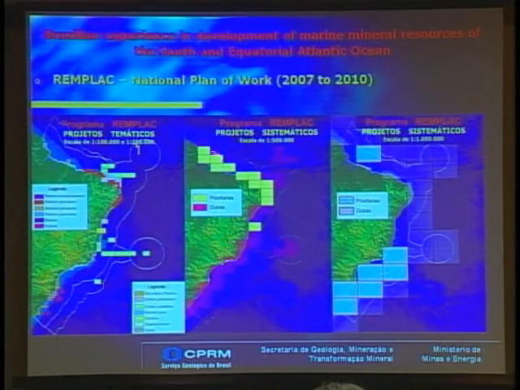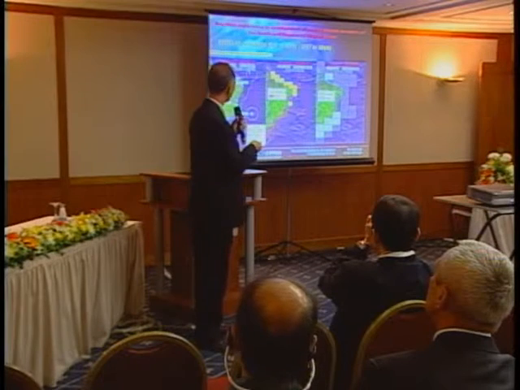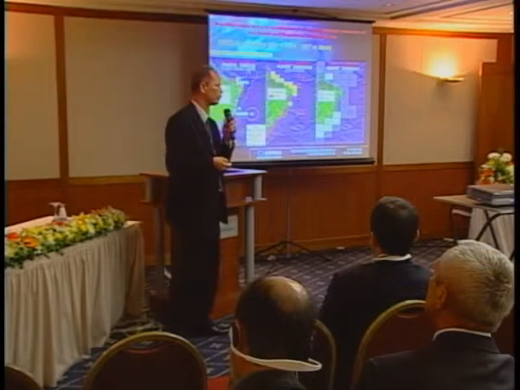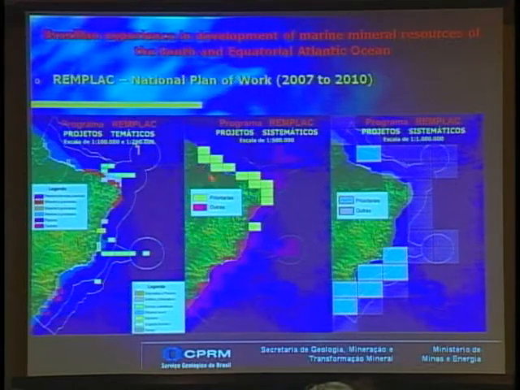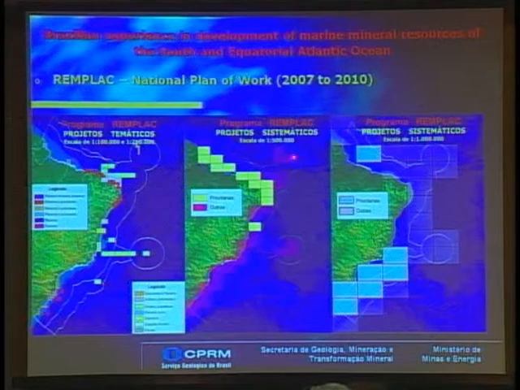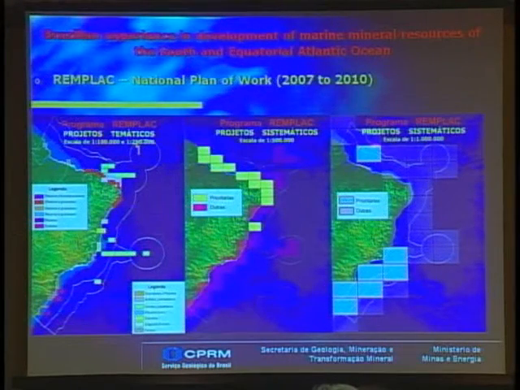The other maps show the areas where we are going to develop a kind of systematic study to find out information about the seabed and also about the mineral resources. This map shows our priorities on the 1 to 500,000 scale, and this shows our priorities on the scale of 1 to 1 million. This work is to complete what we have already done for the continental areas. The next one.